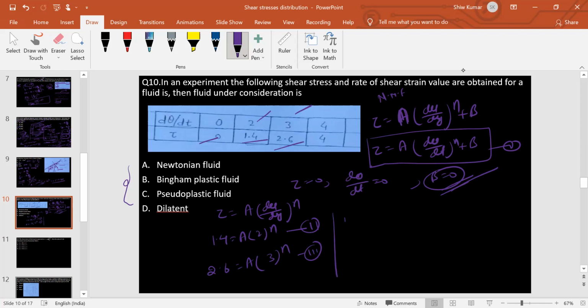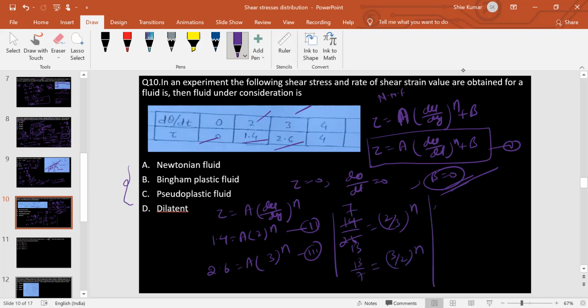So if you divide it here, 14 by 26, the a gets cancelled. So it's (2/3)^n. Two 7s are 2 into 13, so I can write 13/7 is equal to (3/2)^n.